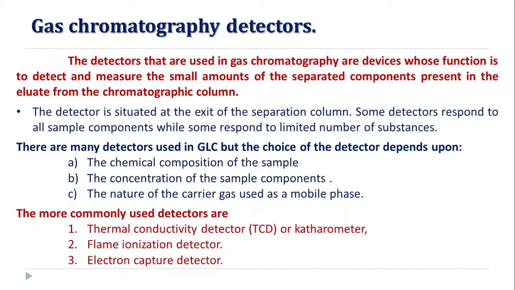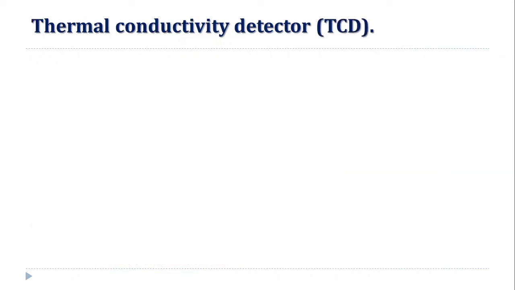These are the three factors which decide which detector we have to choose for a proper analysis. The more commonly used detectors are the thermal conductivity detector, that is TCD or katharometer, then the flame ionization detector and the electron capture detector. There are so many types of detectors, but these are the most commonly used, and these three are included in our syllabus. That's why we need to learn these three detectors. First we will start with the thermal conductivity detector.